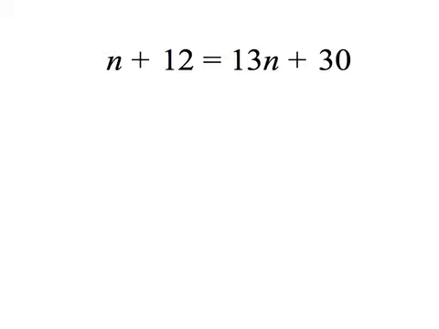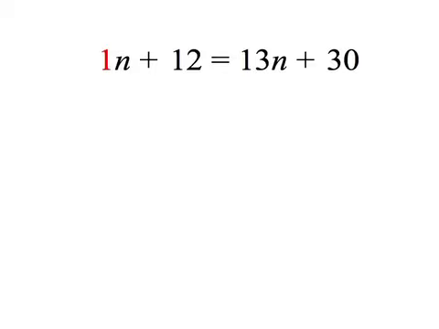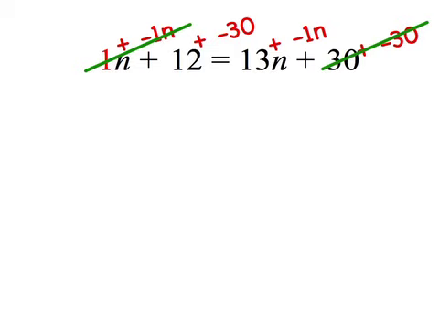Here's another one. I remind myself that an n is the same as 1n, so I write that there. And then I make the choice to add negative 1n to both sides, which means that all of the variable terms in this problem are going to be on the right. So I need to move that 30 over to the other side by, of course, adding the opposite. I mark out the opposites, 30 plus negative 30. I do the arithmetic on the other 2, and I get that negative 18 is equal to 12n.